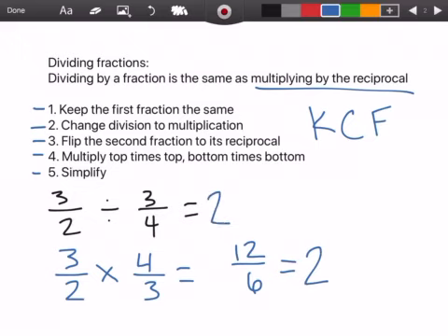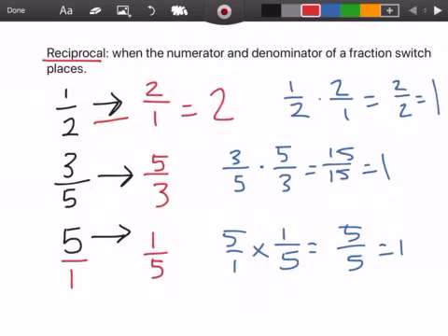Alright, I want you to copy these steps and this example into your spiral. You can also copy the examples of the reciprocals if you would like.